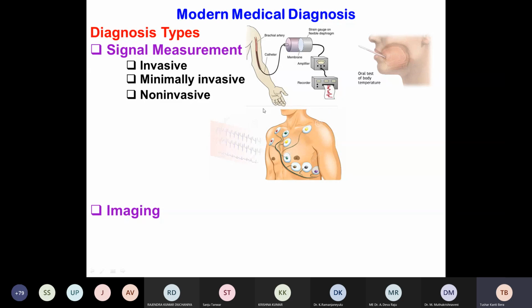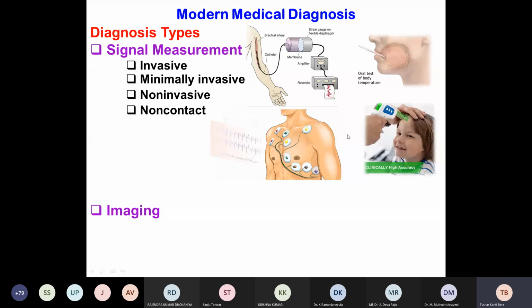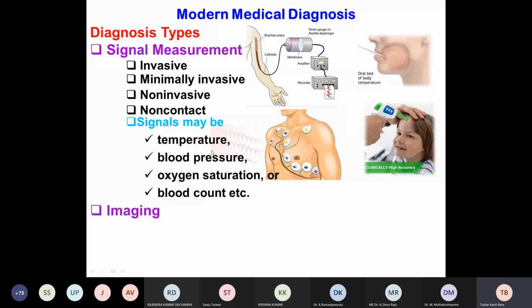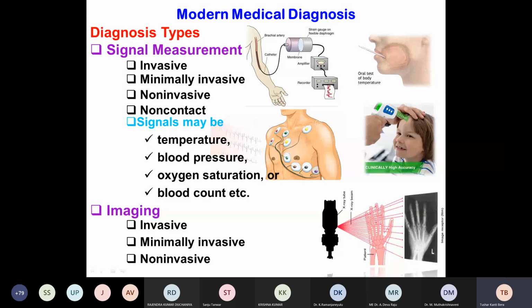So the experimentation or the procedure of judgment may be invasive, minimally invasive, or non-invasive, and sometimes it will be non-contact also. It may be wireless. The signal type may be temperature, blood pressure, oxygen saturation, and all. Some techniques are also imaging devices. So that type of imaging which is done by X-ray is very useful for medical diagnosis, where the tissue contrast will be obtained as the image representation.